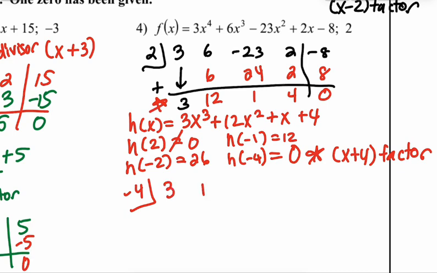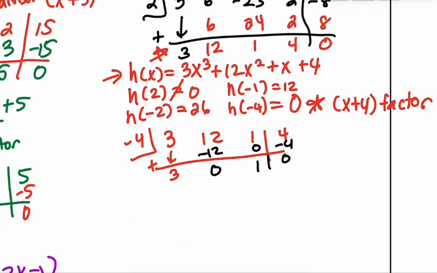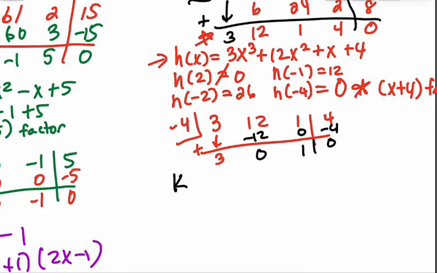So write down your 3, 12, 1, and 4. We're using that H this time. Make your box. Let's do our math. Negative 4 times 3 is negative 12. We get 0. Negative 4 times 0 is 0. We get 1. Negative 4 times 1 is negative 4. We better get 0 in the corner. Yay, we did. Okay. So what do we call this one? K. Our K of x this time is 3x squared plus 1, which is not factorable.